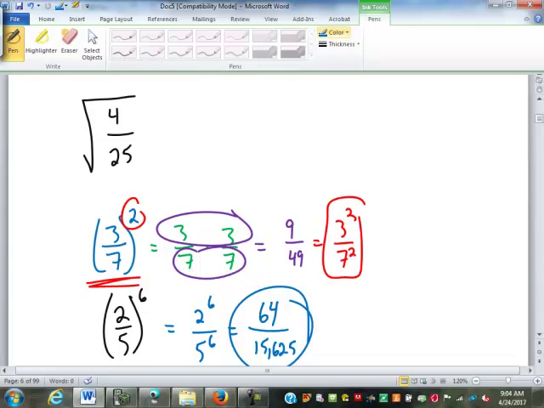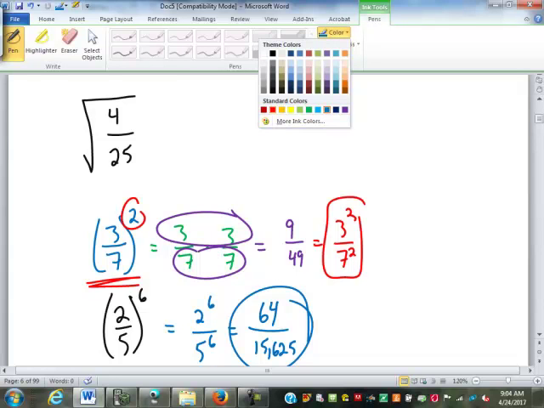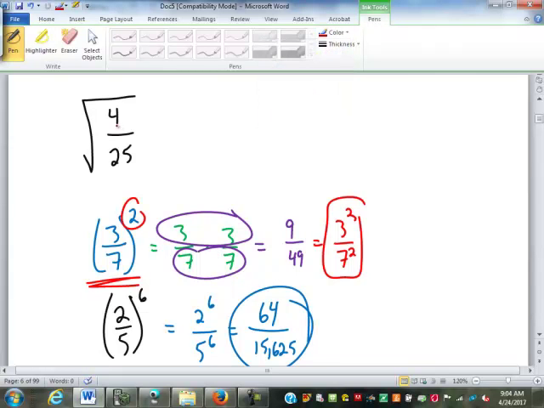So now back up here. The square root of 4 over 25 is saying what number squared equals 4/25. Well, 2 squared equals 4, and 5 squared equals 25. So it would be 2/5 squared.